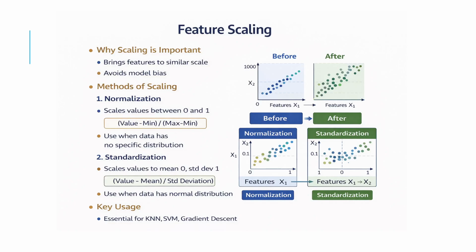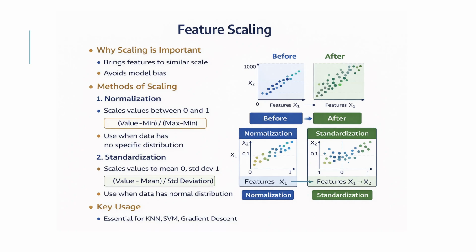Then we do the feature scaling part. Why is feature scaling important? Feature scaling means bringing all features to a similar range so that no feature dominates the model. For example, if one feature ranges from 0 to 1000 and another from 0 to 1, the model will give more importance to larger values. To solve this, we can scale the data so all features are on a similar level. Normalization scales values between 0 and 1. It is useful when data has no specific distribution. And standardization transforms data to have a mean of 0 and a standard deviation of 1.